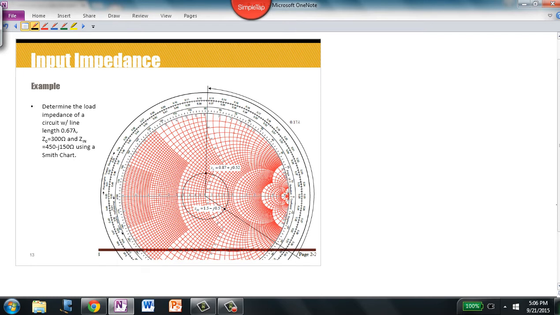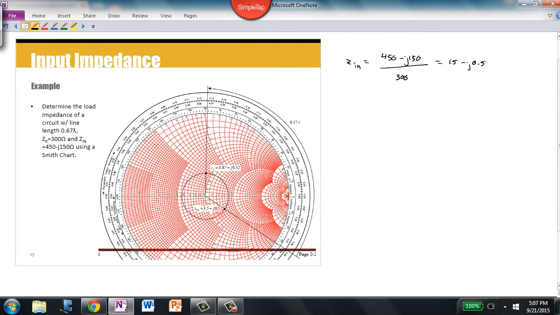And just like the last slide, I feel like it's easiest to do this using an example. So here we want to determine the load impedance of a circuit with a line of 0.67 lambda and a characteristic impedance of 300 ohms if we have a combined input impedance of 450 minus J150. The first thing we're going to do is calculate the normalized input impedance. That's just going to be the input impedance, 450 minus J150 ohms, divided by the characteristic impedance, which in this case was 300 ohms. And that gives me 1.5 minus J0.5. That's my normalized input impedance.